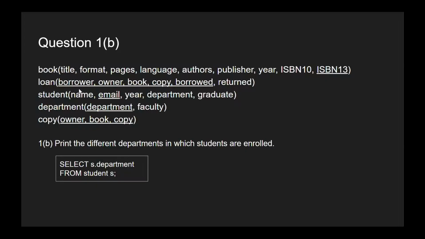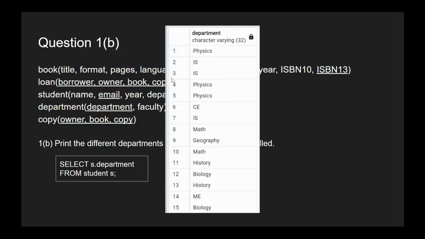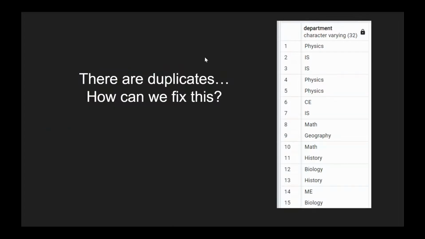But wait a minute. If you actually run this query, you'll realize something. This is the screenshot of what happens after I run this query. There's one issue here, which is there are duplicates. Look at this. IS, history, history. And this is not what we wanted. We want it to be unique. We don't want duplicates here.